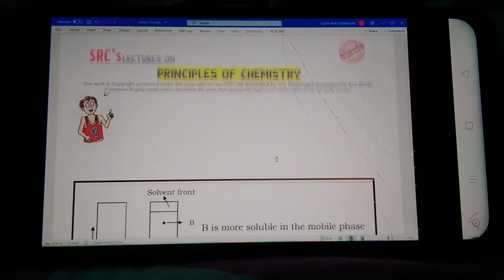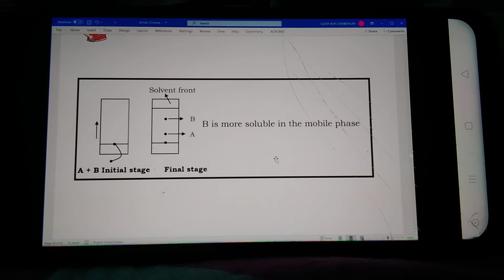And therefore A and B will get separated. This is the case I was highlighting. This is the A plus B initial stage, and supposing B is more soluble in the mobile phase and other factors are more or less the same, and this is the solvent line. It is called the solvent front.